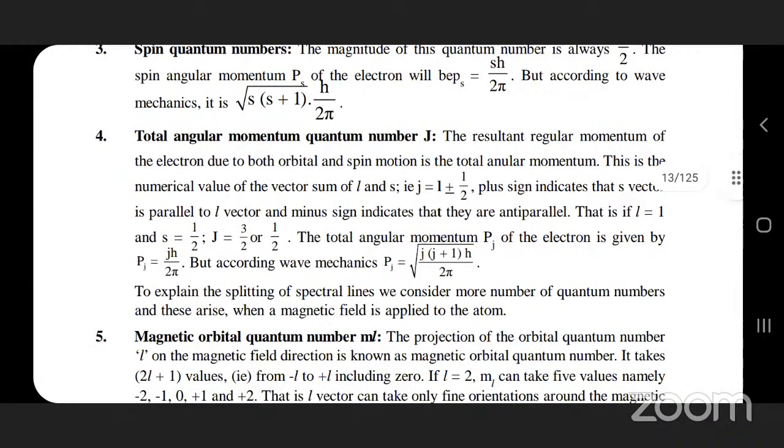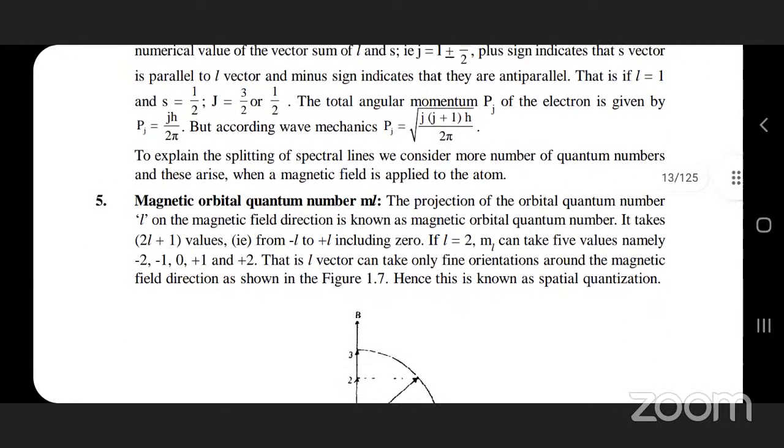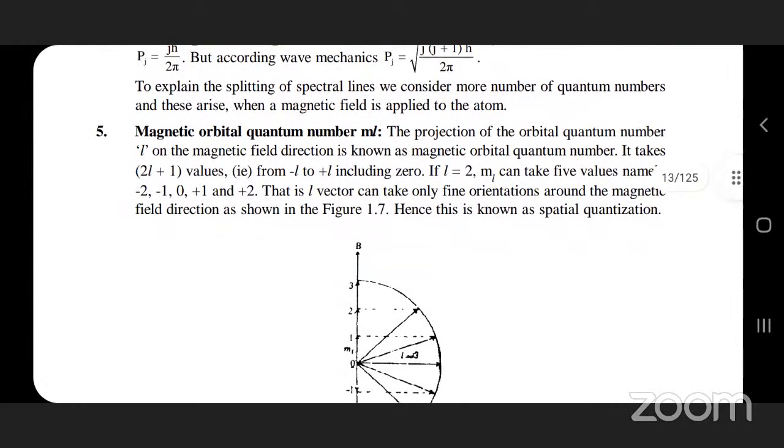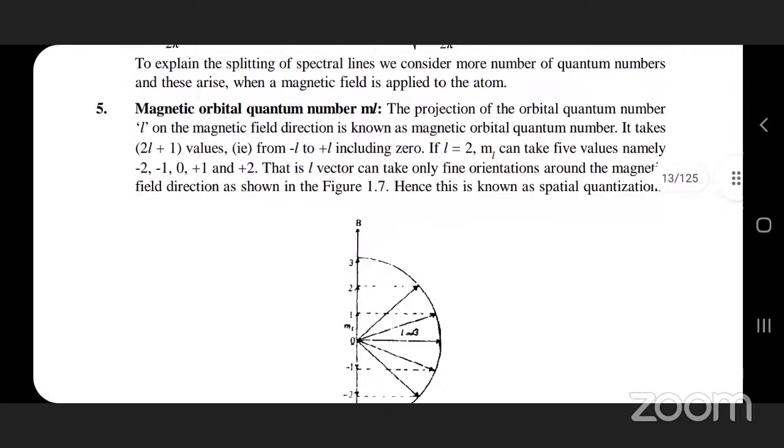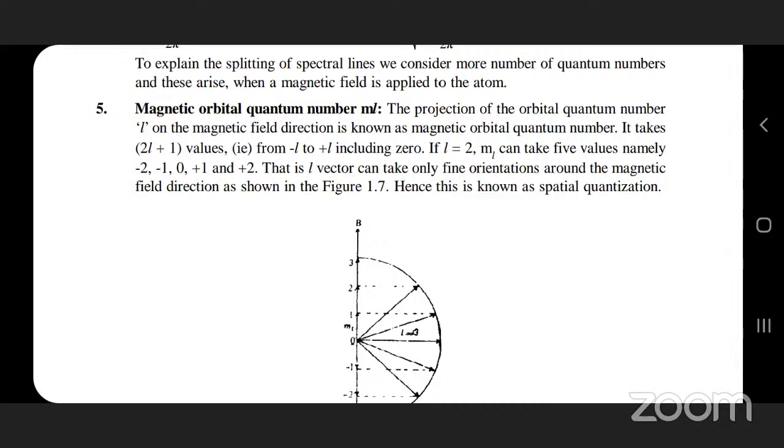So to explain the splitting of the spectral lines, we have to consider more quantum numbers when a magnetic field is applied. Next, the magnetic orbital quantum number, M suffix L. There is a print mistake, you can observe. It is the projection of the orbital quantum number, small l, on the magnetic field direction, which is known as the magnetic orbital quantum number. It can vary from minus L to plus L, and also includes the 0 value.